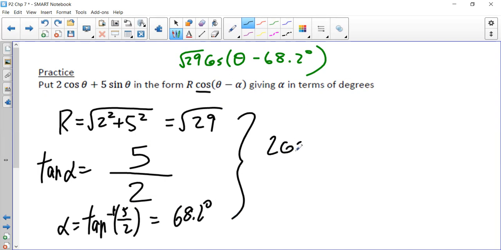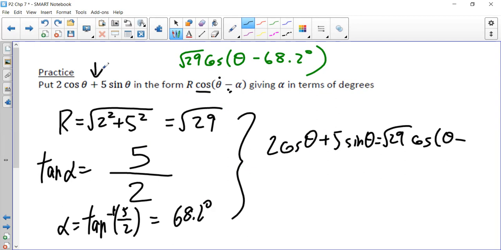So 2 cos theta plus 5 sin theta equals root 29 cos theta minus, the question is minus. Well, why minus in the question? Because remember, cos(A minus B) equals cos A cos B plus sin A sin B. And that's why you can see it's all taken care of. Don't worry about that, as long as you follow the question. So theta minus 68.2 degrees, and that's the final answer, right? We're going to use this answer for the next question.